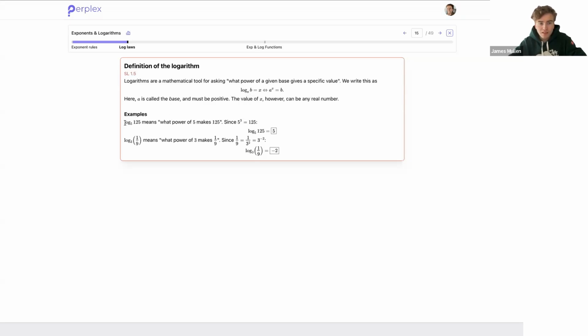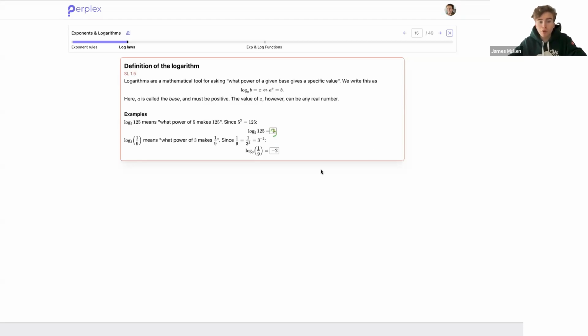So let's do a specific example. If I have log base 5 of 125, that means what power of 5 makes 125? And we know that 5 cubed is 125. So the log base 5 of 125 is 3. I don't know why I wrote 5. That should be 3.